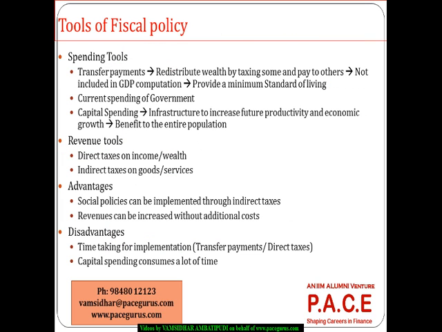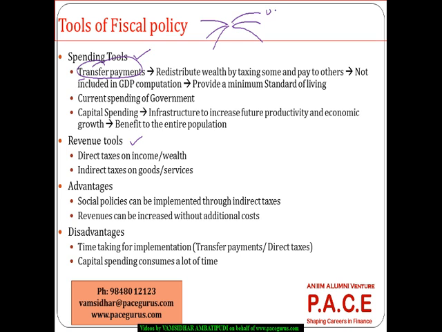And what are the different ways in which the government can implement it? Either it can do spending or it can do revenue collection through taxes. In spending, it can do transfer payments and provide benefits as a part of the redistribution, collecting taxes from the rich and making welfare payments.